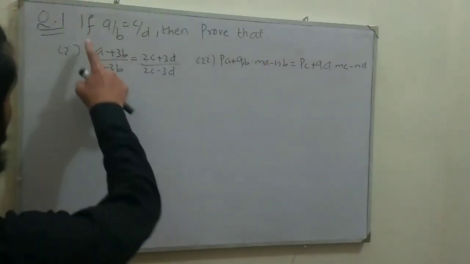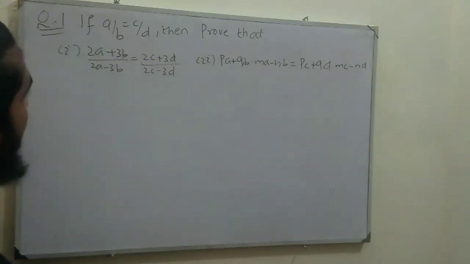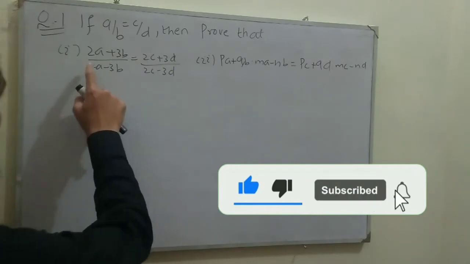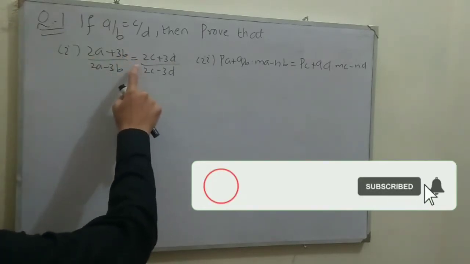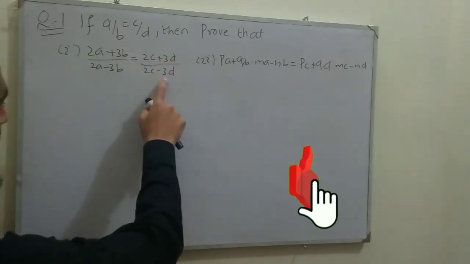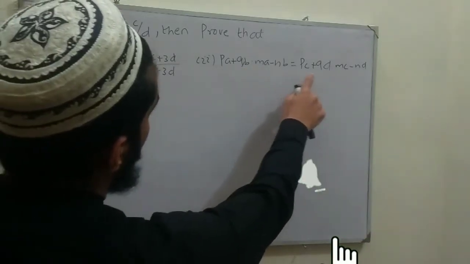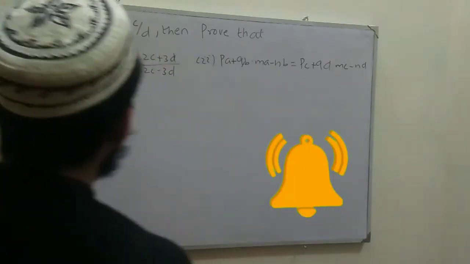Question number 1 tells that if A divided by B is equal to C divided by D, then prove that, there are two parts in this question. Part first tells that (2A plus 3B) over (2A minus 3B) must be equal to (2C plus 3D) divided by (2C minus 3D), and the second part tells that (PA plus QB) ratio (MA minus NB) is equal to (PC plus QD) ratio (MC minus ND).